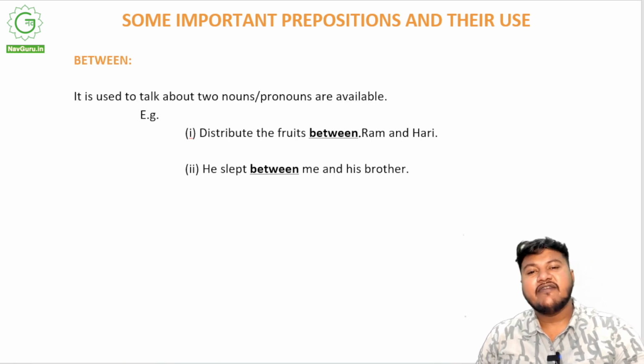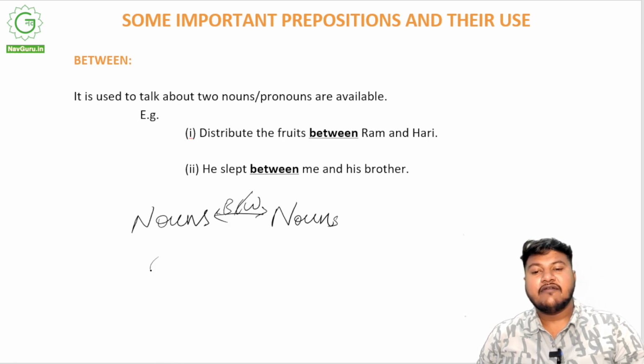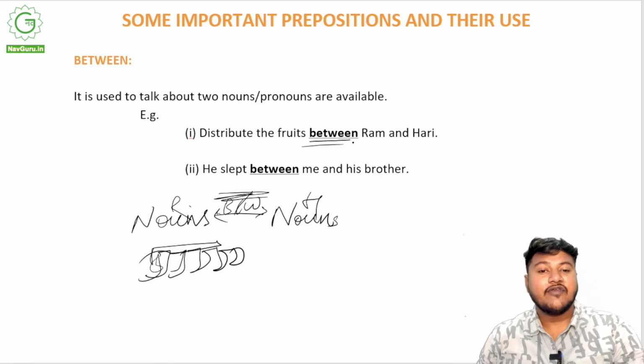Next up we have between, very easy. It is used to talk between any two nouns and pronouns that are available, right? So this is where I use between. I have this bunch of bananas. I'm very bad with drawing, so just bear with me. This bunch of bananas, I have to distribute it between Ram and Hari. So this is Ram, this is Hari, and I'll be distributing it between them. Distribute the fruits between Ram and Hari.